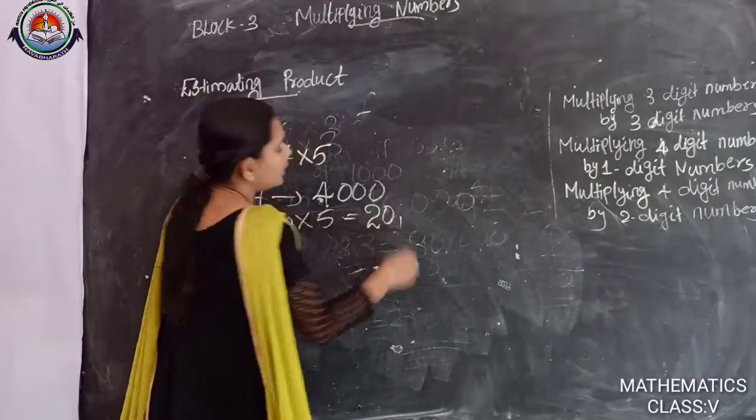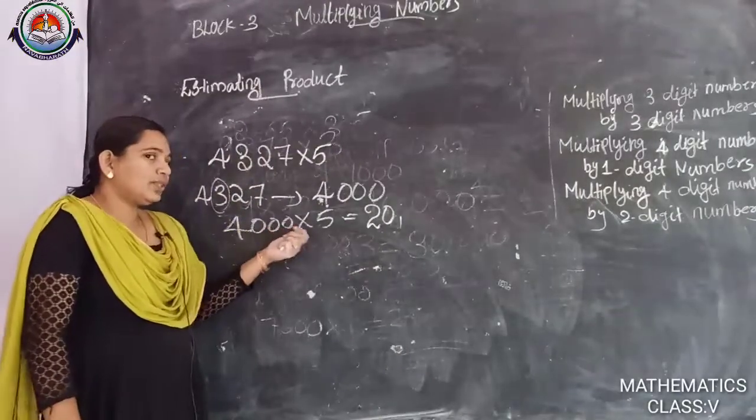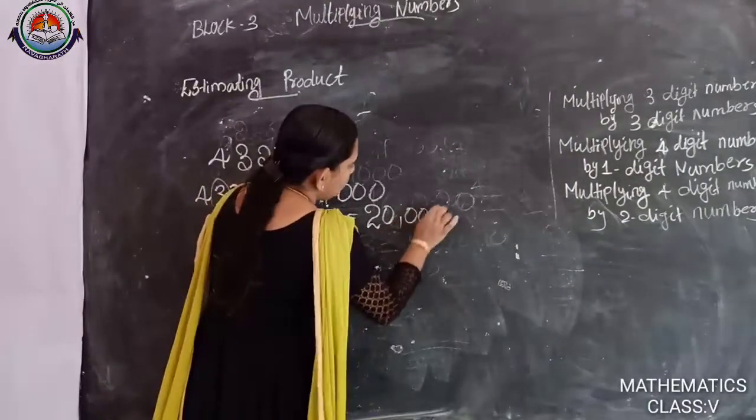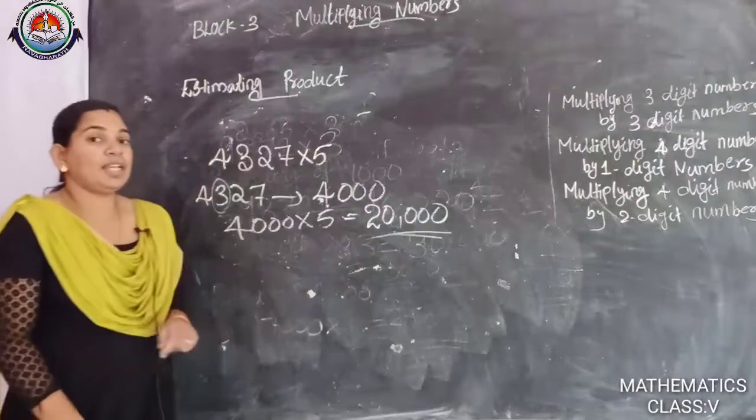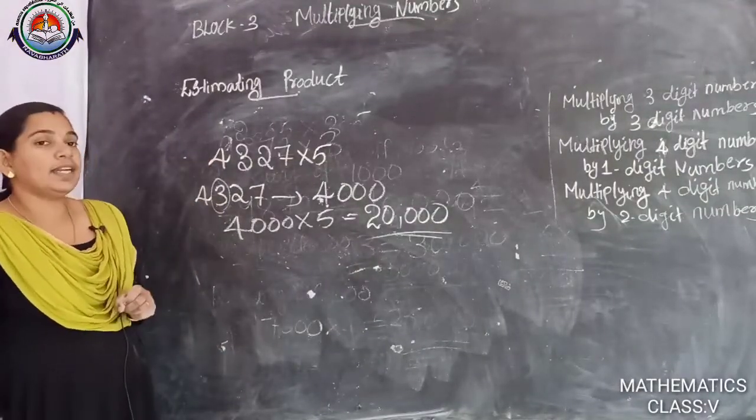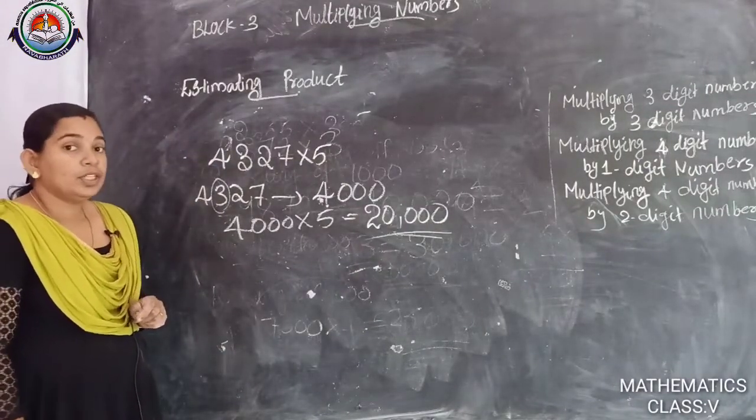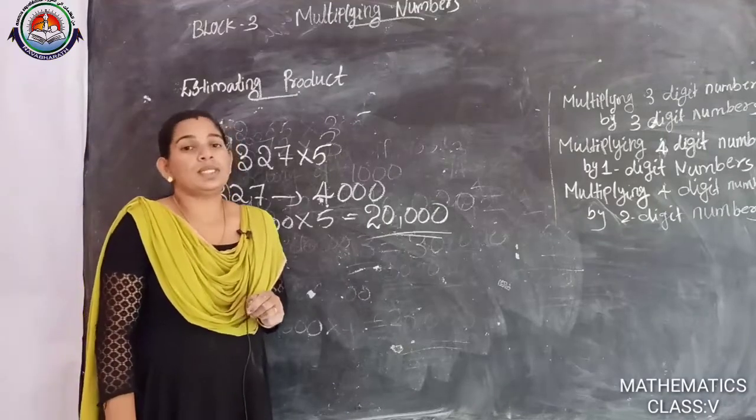Then how many zeros do we want to put here? 1, 2, 3. So 3 zeros we want to put here. So what is the value? Estimating product of 4327 into 5 is 20,000. Got it?